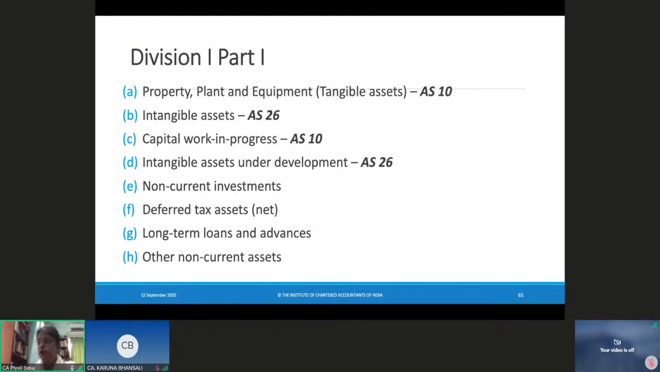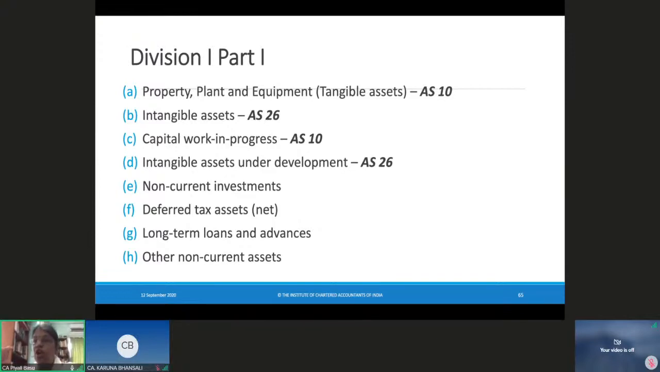So I'm sure if you have the books in front of you, you can open the book, please. I cannot show that here. If you open the book, you will see the format that you are already aware of, the format which starts with the equity and liabilities.